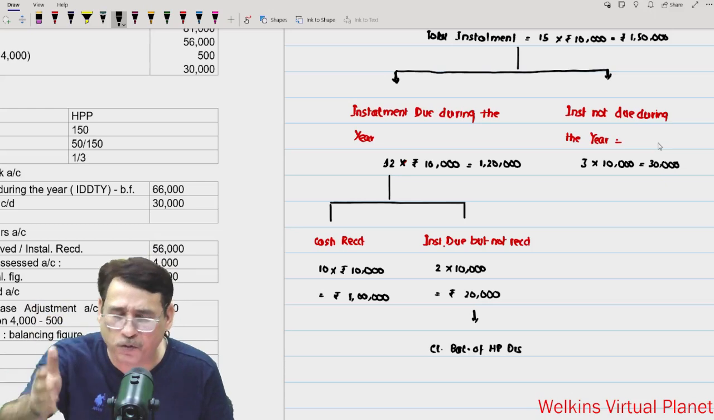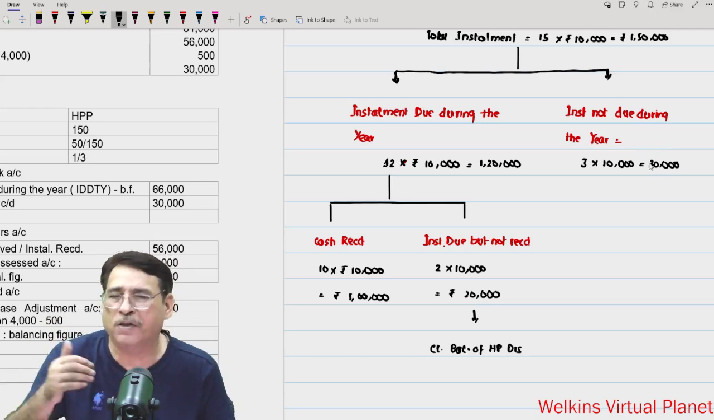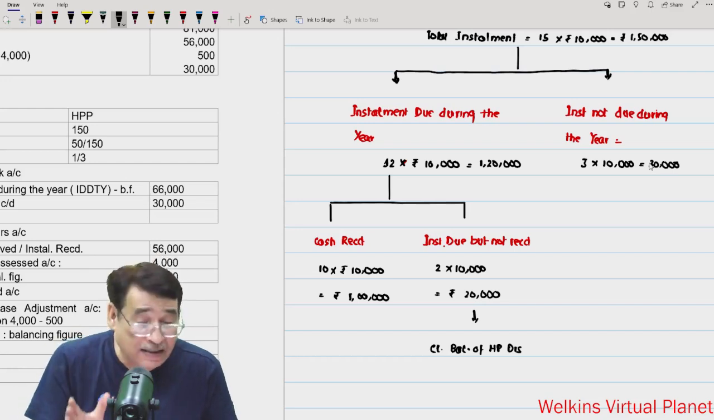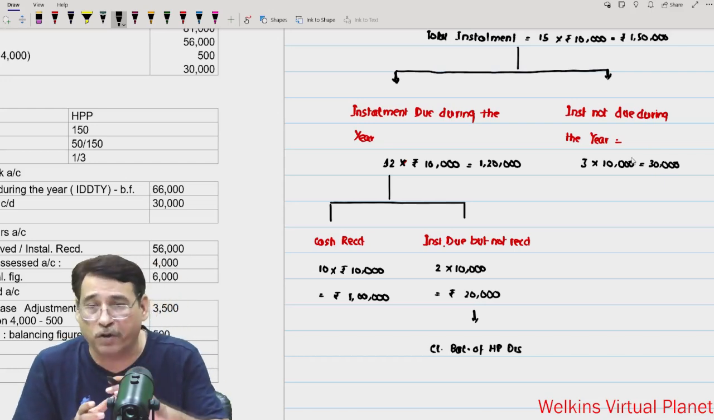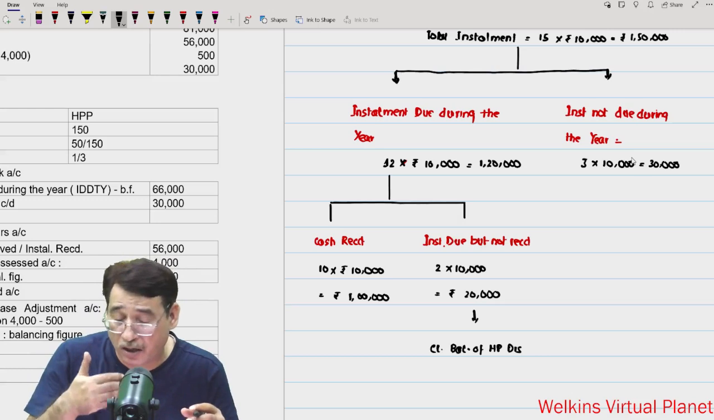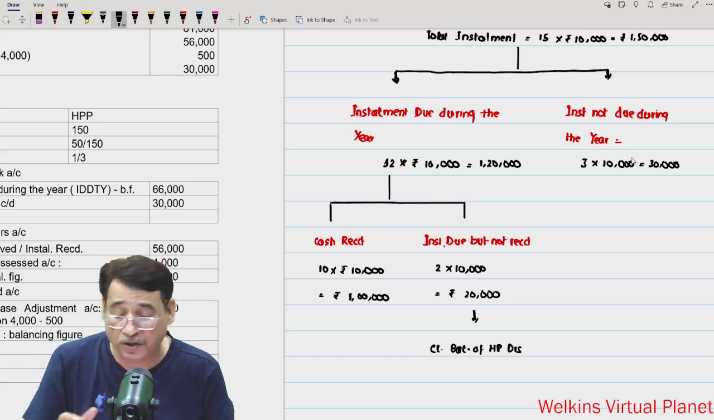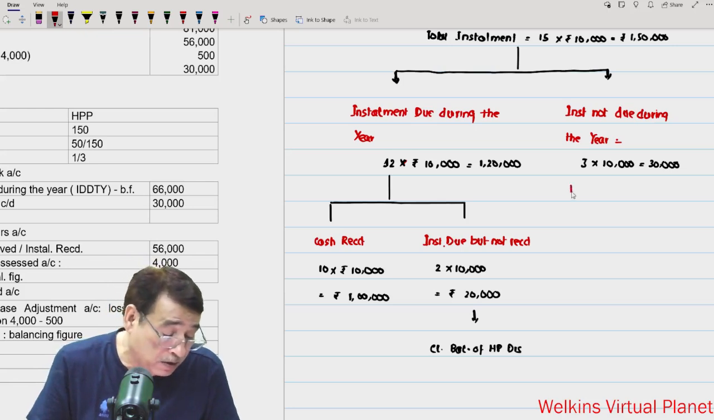When you are not supposed to pay for these goods in the current year, I will presume as if I haven't sold you 30,000 worth of goods in the current year itself. Out of 1,50,000, I will presume I have sold you only 1,20,000. So these 30,000 worth of goods still belong to the seller and not to the purchaser. That is why installments not due during the year are known as the closing balance of hire purchase stock account.